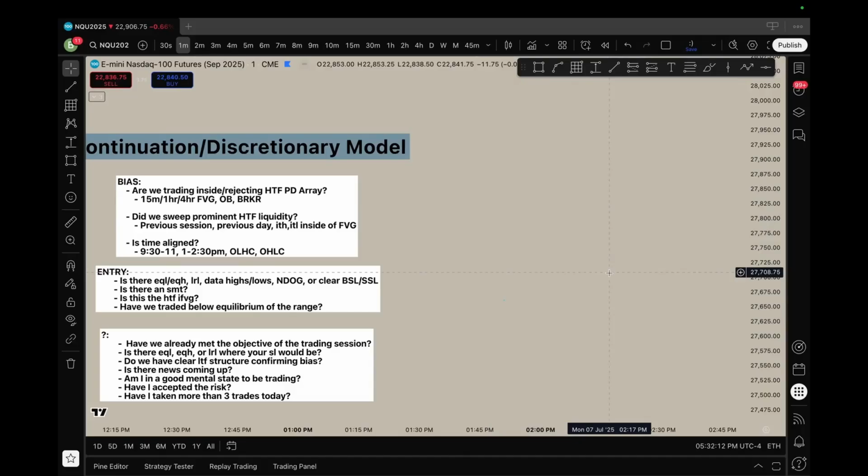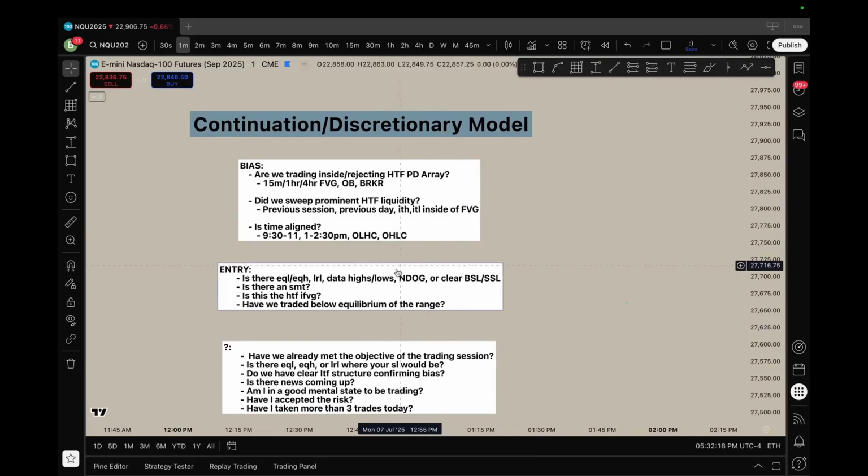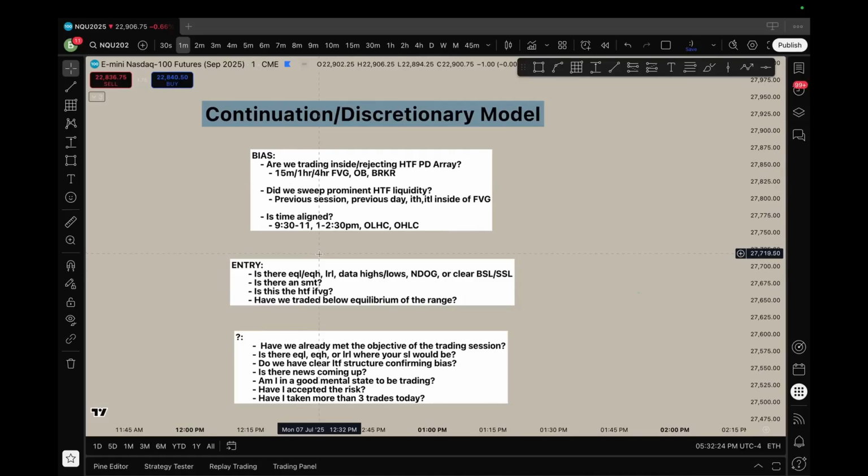If it's a 1 minute, 2 minute, 3 minute, 4 minute, or 5 minute, and from there you can then target your buy side liquidity and whatever targets you have. Okay, but you do want to be using the highest time frame inversion. Finally, do we have these traded below equilibrium of the range?